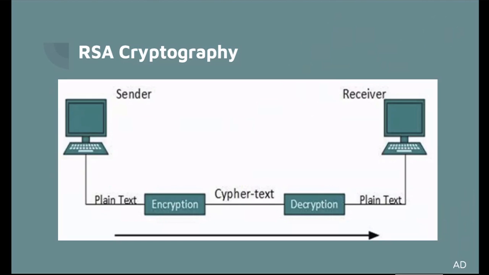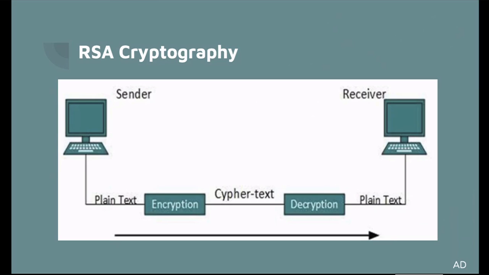But before we dive into the algorithm, let's discuss a real-life application that motivated its study. RSA cryptography is built on the principles of public key exchange and the computationally difficult problem of prime factorization. It takes plain text from the sender, encrypts it into ciphertext, which then gets decrypted back to plain text and is sent to the receiver.